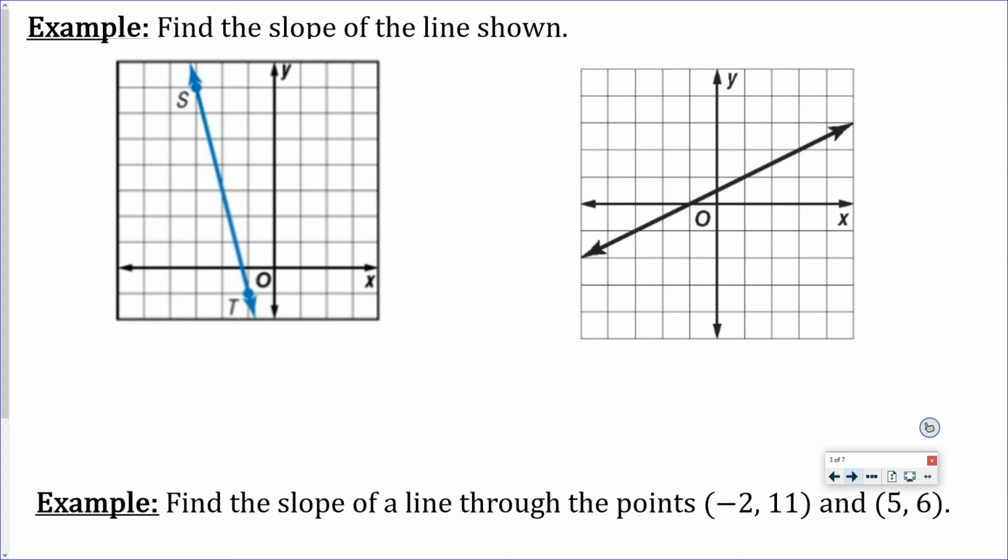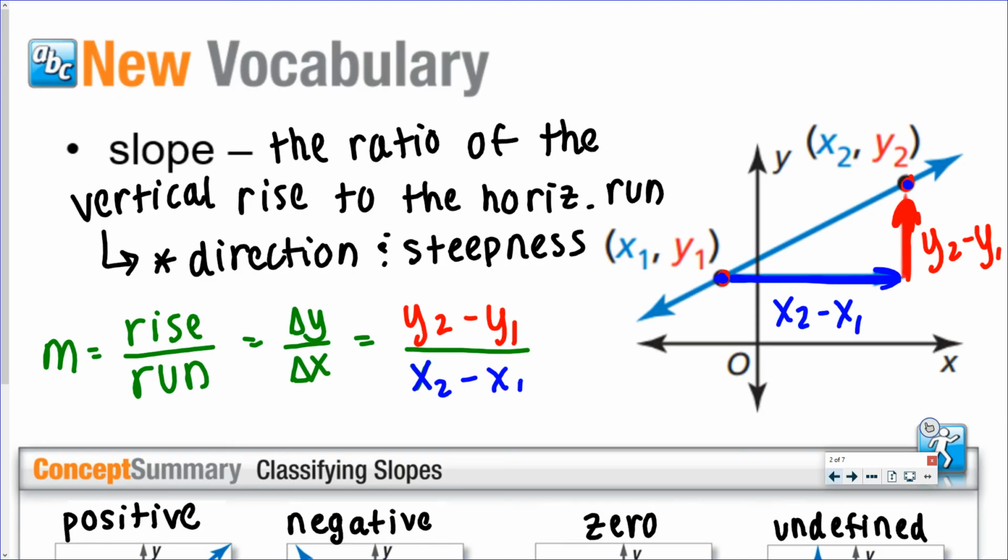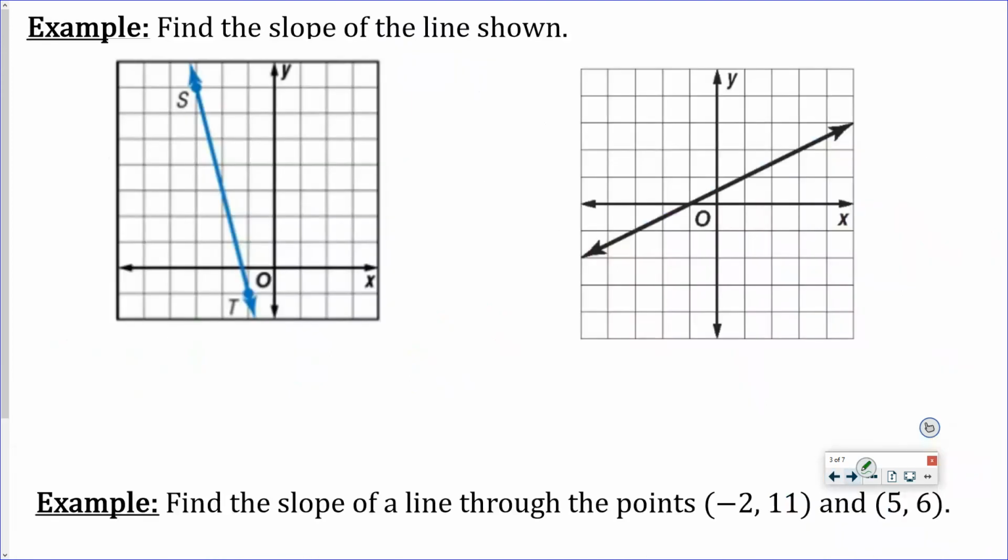Let's start with a graph, and let's start easy where they actually plot 2 points for us on our line. I can figure out the coordinates or the ordered pair and use my slope formula, but if I'm given a graph, I just figure out what my rise and my run are. Now before I even do any calculating here, what direction is this line going?